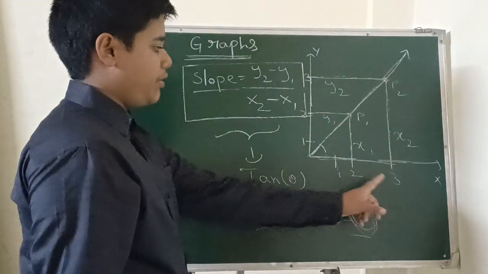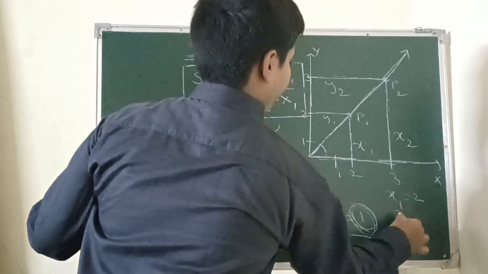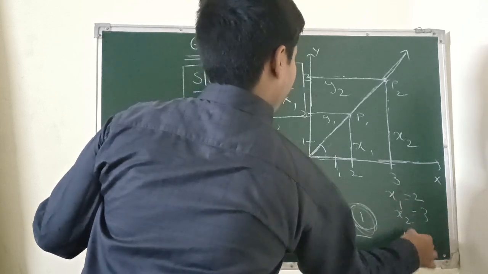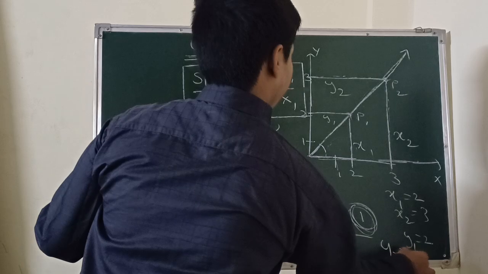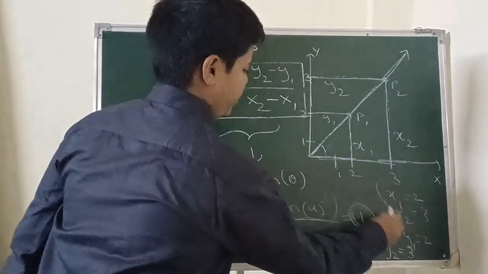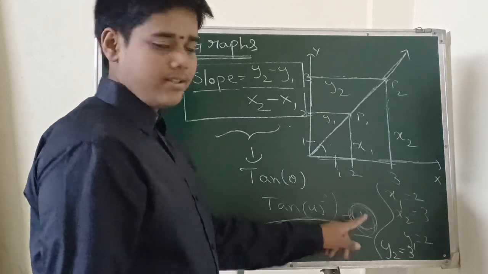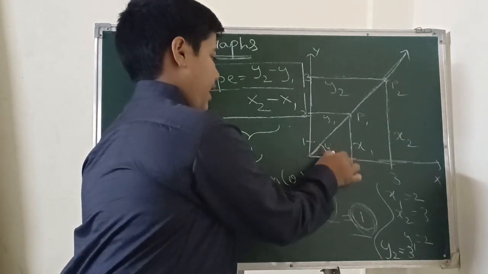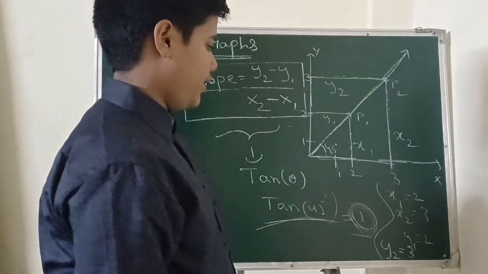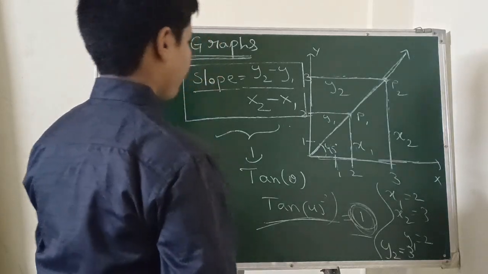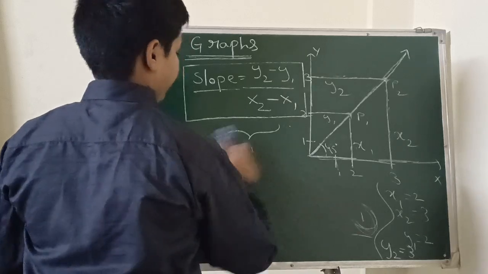So if we substitute, x1 means 2, x2 means 3, y1 means 2, y2 means 3. If we substitute these values in this formula, we get the same answer. Slope is 1 only. Here I gave that this is 45 degrees. So this is what we had discussed yesterday.